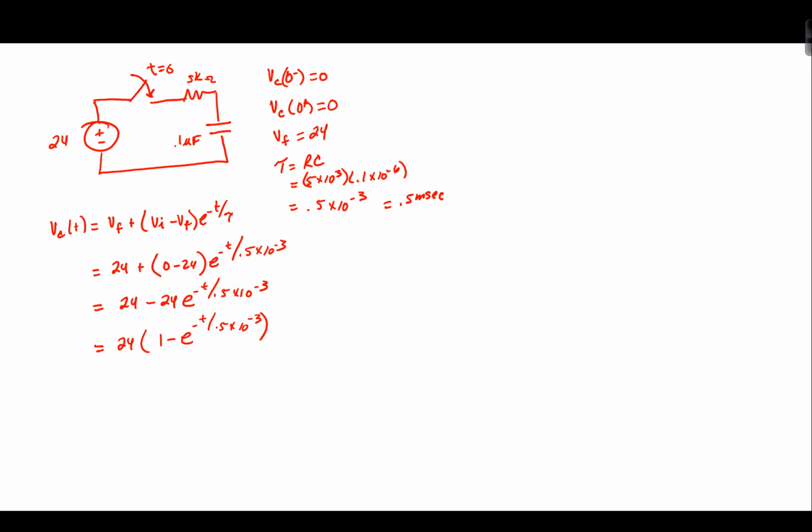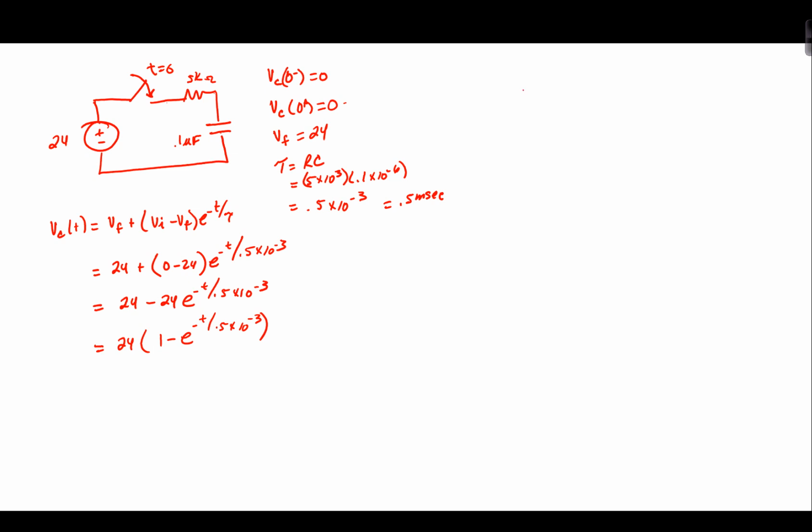So we see what's happening here. This capacitor is charging up to 24 volts. It starts at 0 volts. So at t equals 0, we have e to the 0. Well, e to the 0 is 1. 1 minus 1 is 0. So 24 times 0 is 0. Sure enough, it satisfies our initial condition. Now, as t goes to infinity, we have e to the minus infinity. Well, that's 0. 1 minus 0 is 1. So the final voltage on here is 24 volts.